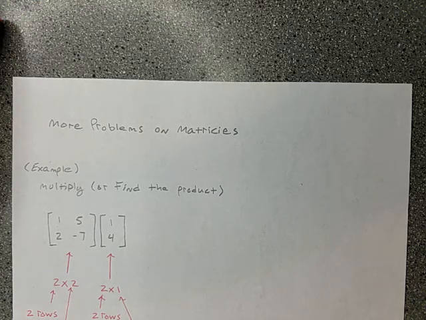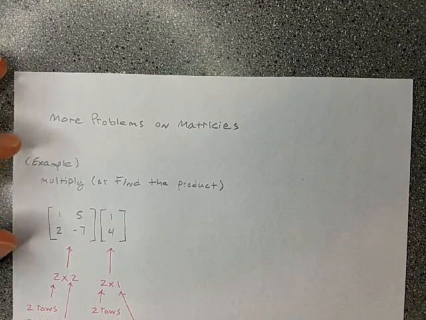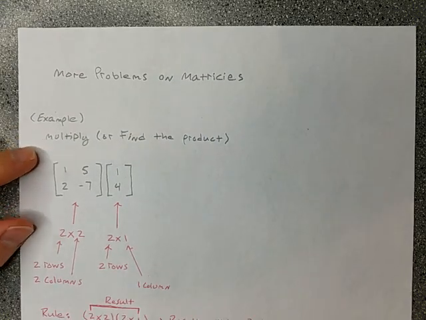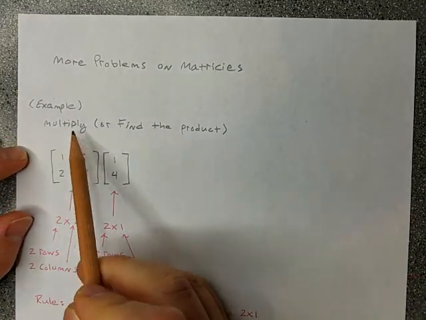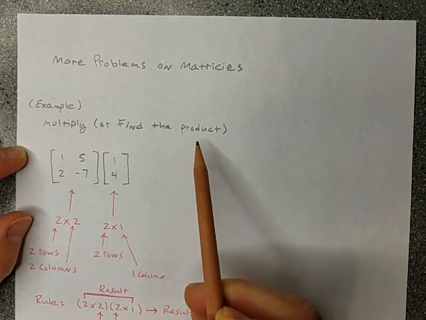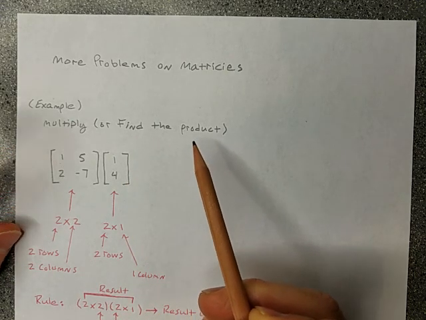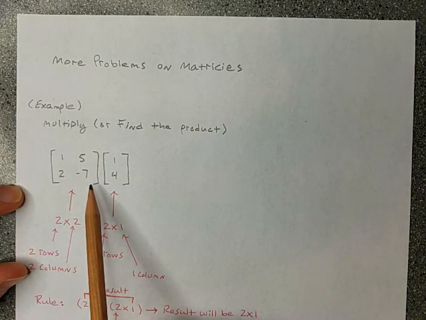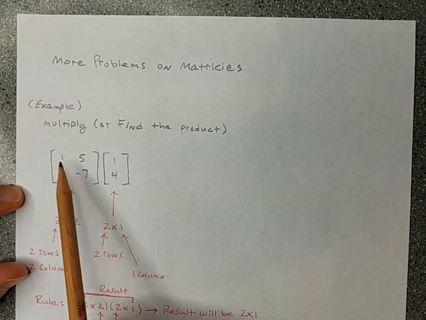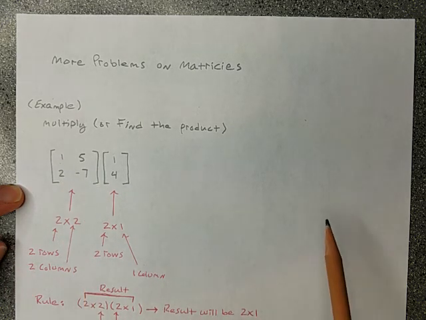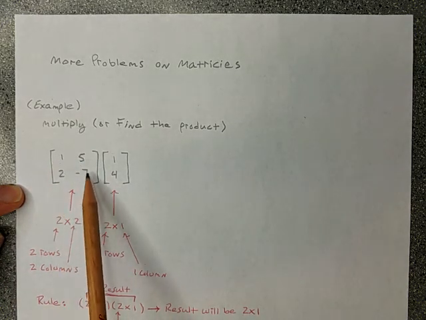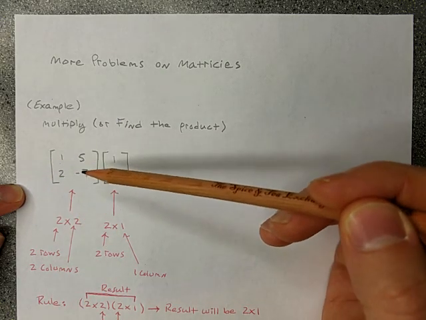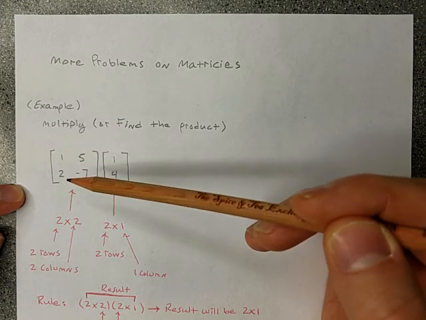So let's start with what I think is probably the hardest part about working with matrices, and that's learning how to multiply them. Let's say the question says multiply, or it may say find the product, but they mean to multiply either way you say it. And so I'm going to have this matrix. And what's a matrix? It's an array of numbers, 1, 5, 2, and -7. This matrix has two rows. The rows go horizontally, and it has two columns. The columns go vertically, so it has 4 numbers in it.